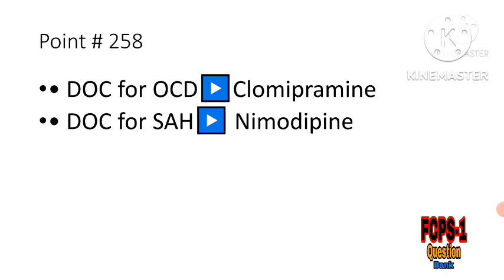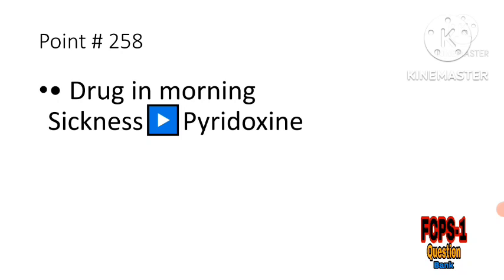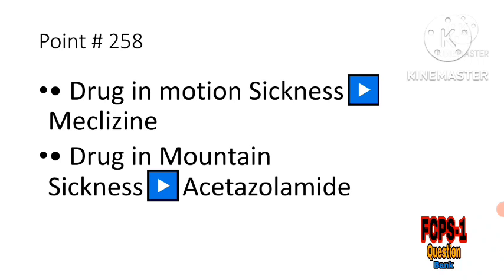SAH is nimotop. It is the subarachnoid hemorrhage. Drug of choice for the subarachnoid hemorrhage is nimodipine, present in the market as a nimotop tablet, calcium channel blocker. Drug in morning sickness is pyridoxine. Drug of choice in motion sickness is meclizine, and drug of choice in mountain sickness is acetazolamide.